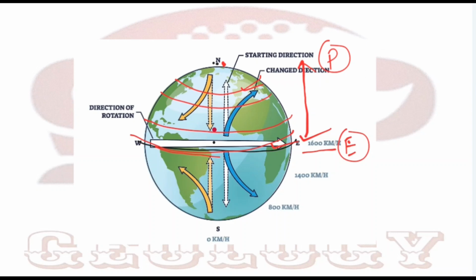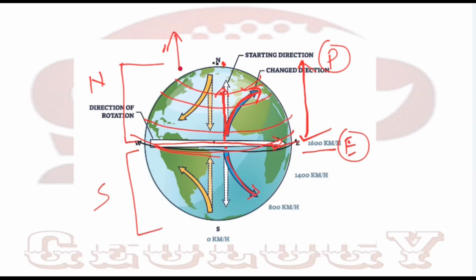So what is the Coriolis effect? If an object is thrown from north to south, then it will deflect perpendicular to the Earth's rotating direction, which is from west to east. It will deflect towards the right or left depending upon the hemisphere. If we are in the northern hemisphere, then because of the Coriolis effect, if you throw an object into the air, it will deflect towards the right side.